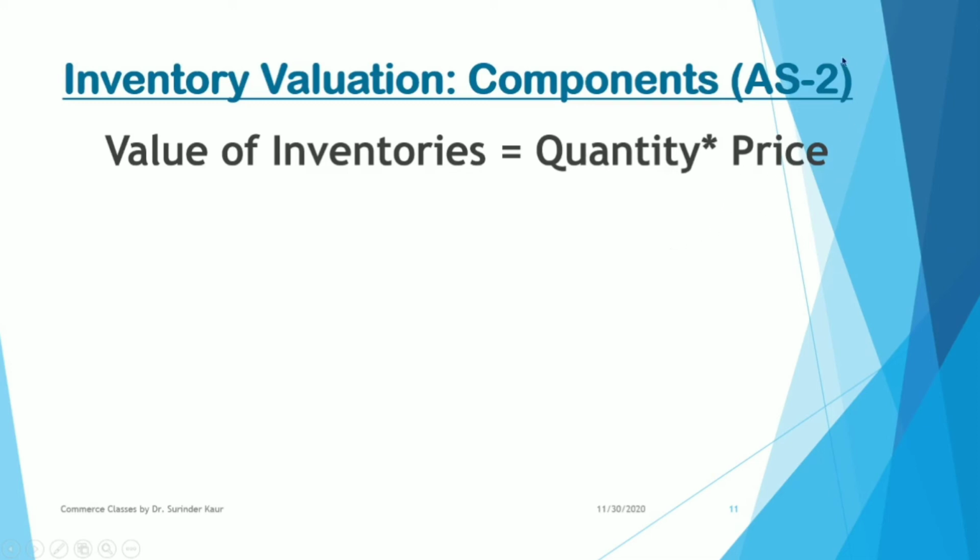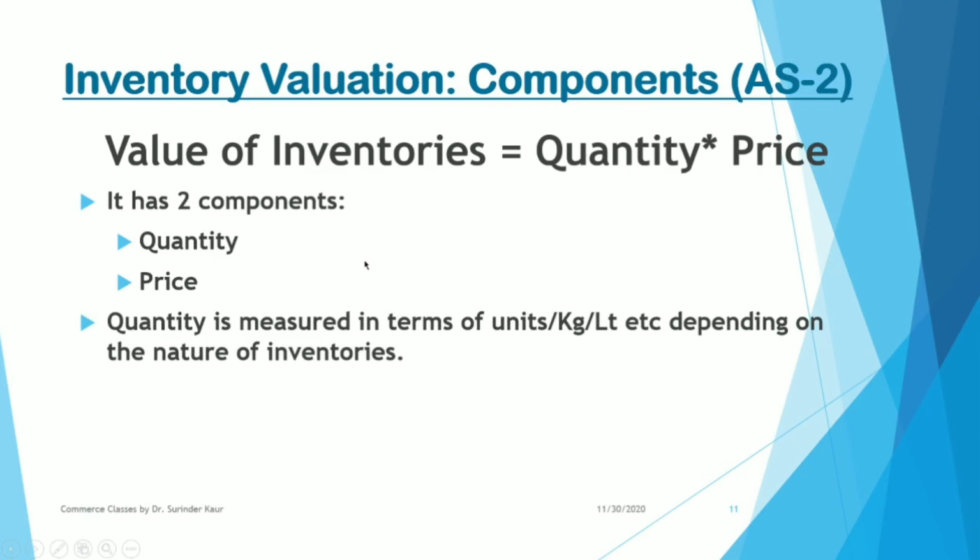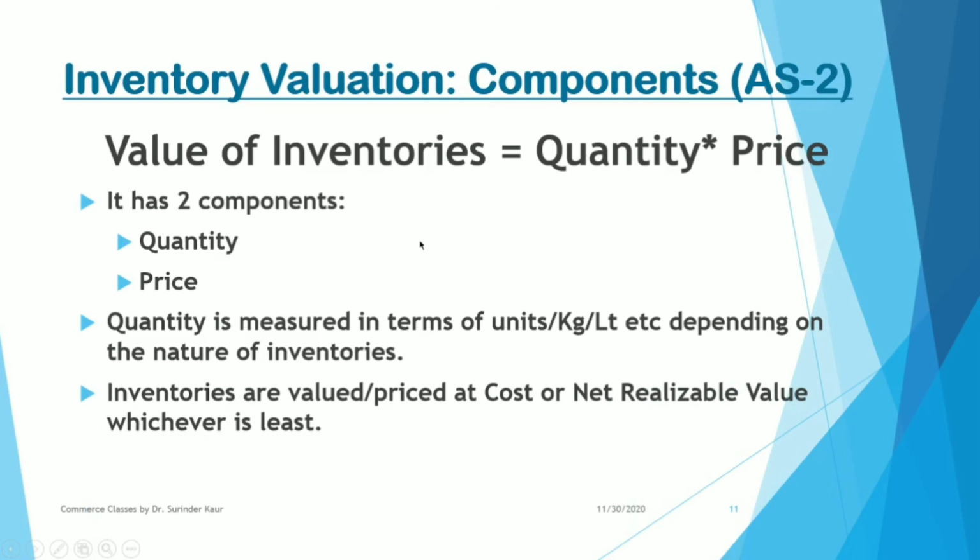Now, what is the price here? As per Accounting Standard 2, price will be cost or market price, whichever is least. So there are two components here, quantity and price. Quantity is of course measurable in terms of units, kilogram, liter, etc., depending upon the nature of inventories. And the term price here means cost or net realizable value, whichever is least. So we take up the LCM rule that you might have studied, that inventories should be measured at lower of cost or market price, but the term market price is replaced with net realizable value.